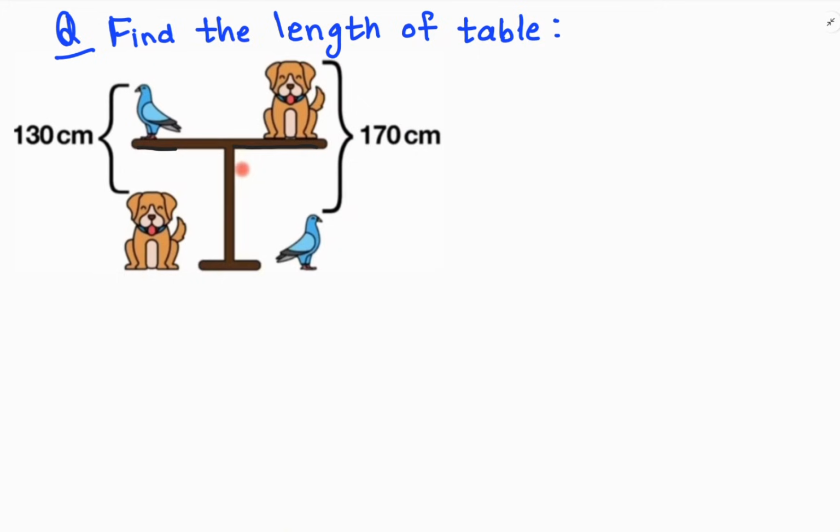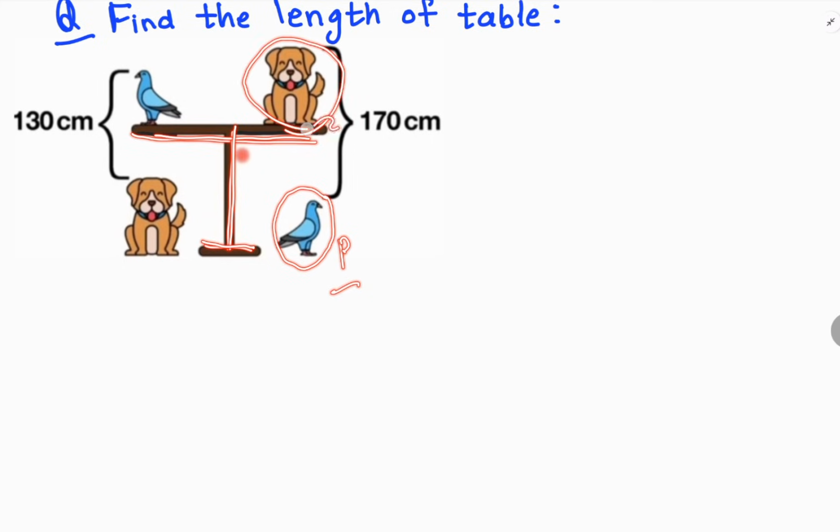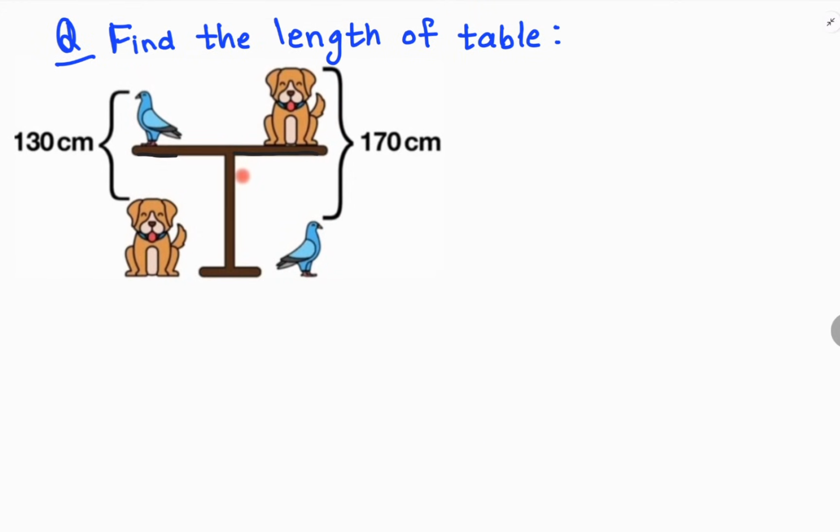In today's video we are going to solve this very beautiful question. As you can see, we are given three things: a table, a pigeon, and a dog as well. What are they asking us to find? They are asking us to find the length of this table. That means this length we need to find.